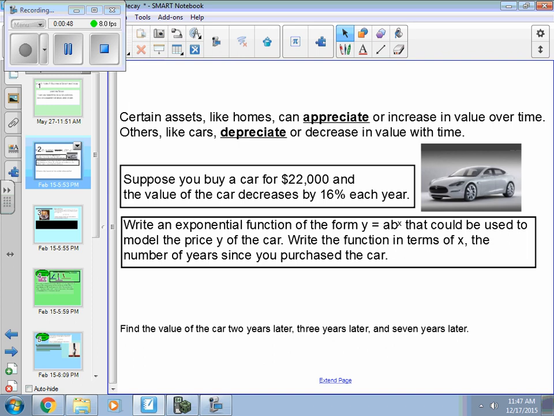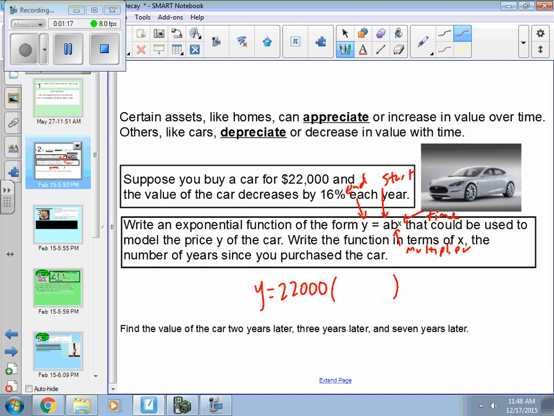So what we have here is the same equation we've been using. This is your start amount. Y, like it said, is the ending amount. X, that's your number of times. And then b would be our multiplier here. So in this problem, we are writing the equation. We got y equals, and we know the starting amount, $22,000. Our multiplier we're going to have to figure out, and we don't know right now what time we're going to be putting in.